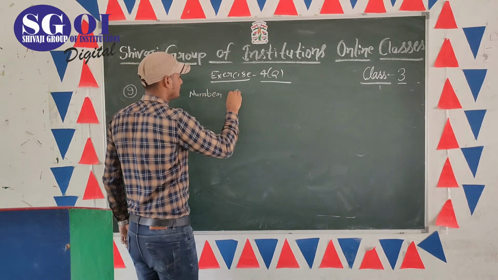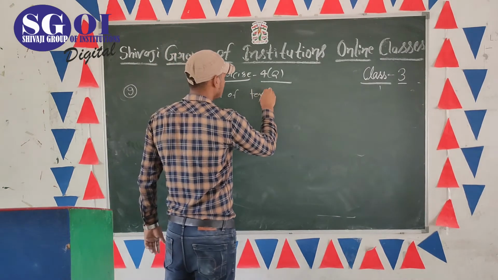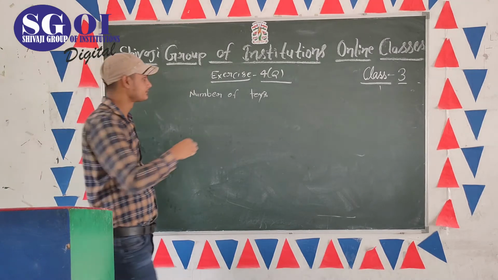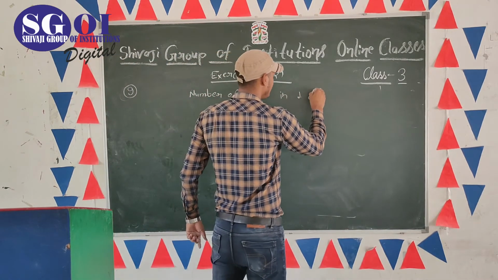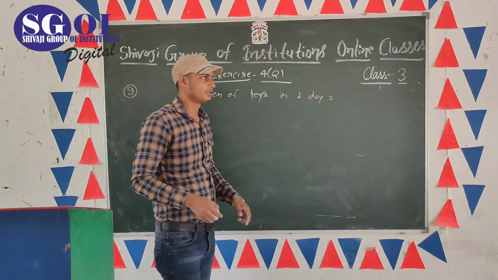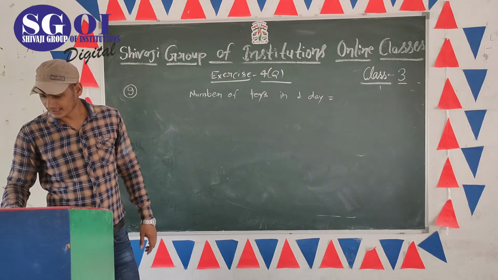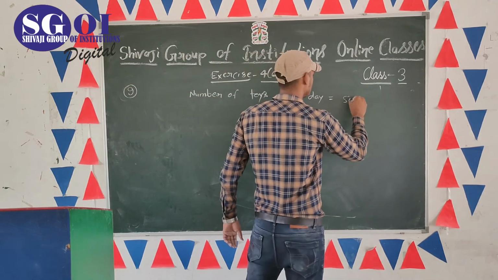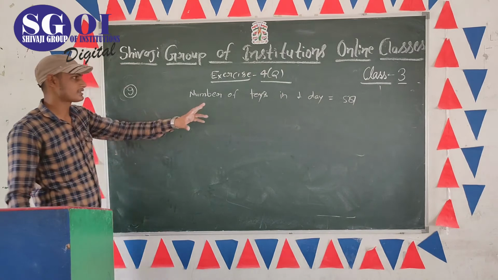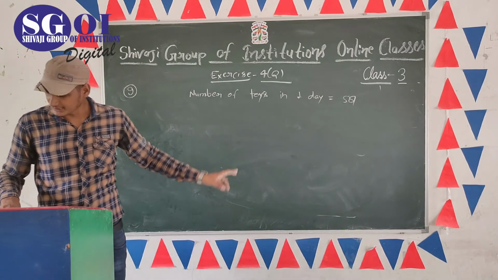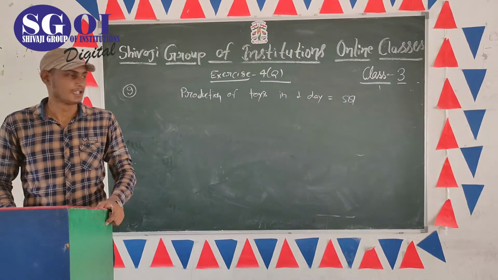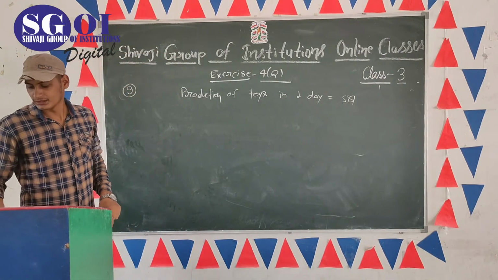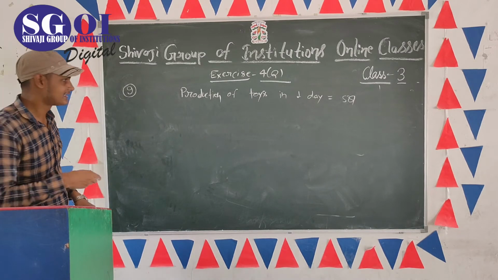Number of toys in one day is equal to 58. Okay, friends, number of toys in one day is equal to 58. Students, production of toys in one day is equal to 58. How many toys can be made in 6 days?